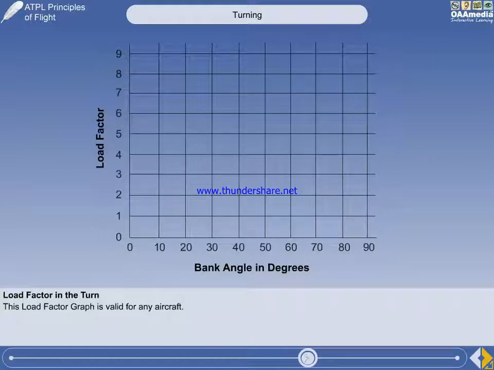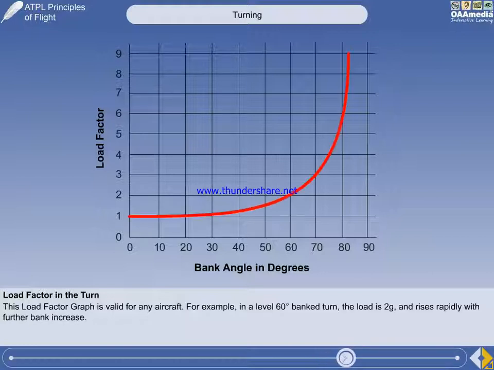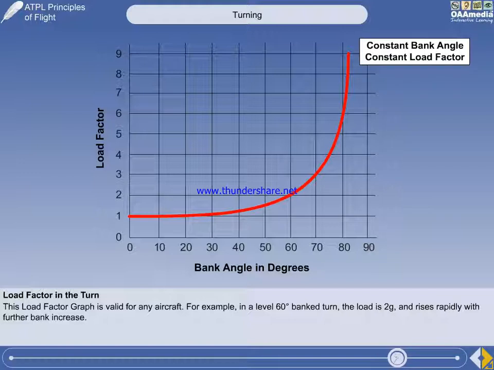The relationship can also be shown graphically, and the chart is valid for any aircraft. It can be seen that the curve is exponential, that is, the G increases at an increasing rate with angle of bank. The point to remember is that in a level turn, load factor is a function only of bank angle. Constant bank, constant G.